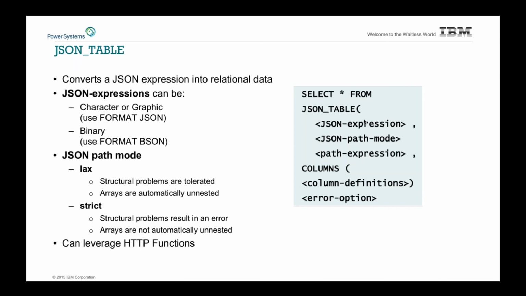Your JSON expressions can be character, graphic, or binary. There are some structural problems here that we tolerate. Some arrays are automatically unnested. You can do that in a couple of different manners, whether in a strict or a lax mode. You can even leverage some of the HTTP functions. I'm going to show just one example, and not get too far down into the weeds. Scott Forstie will be happy to spend an hour talking to you about all the wonderful uses of JSON table and how you play with it.